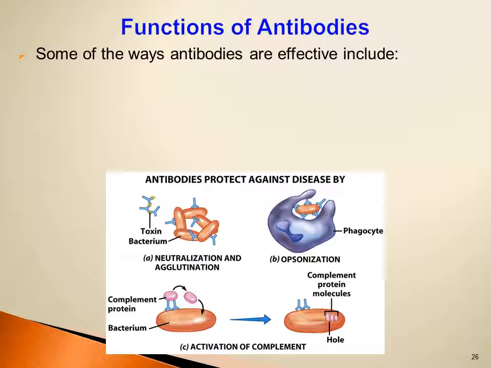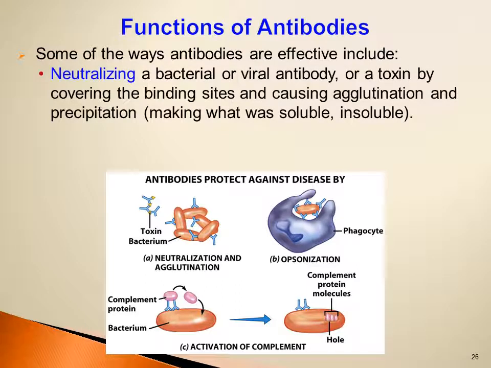Some of the ways antibodies are effective in mediating the immune response include neutralizing a bacterium, virus, or toxin by covering the binding sites and causing agglutination and precipitation, so making what was soluble insoluble. So they neutralize the bacterium or the virus or the toxin to decrease its aggressive behavior.